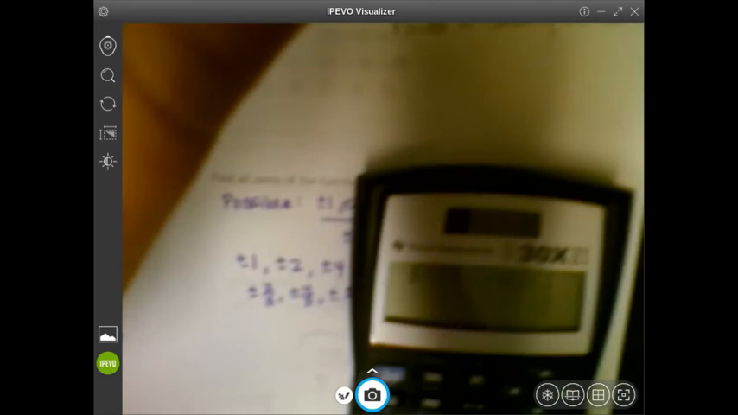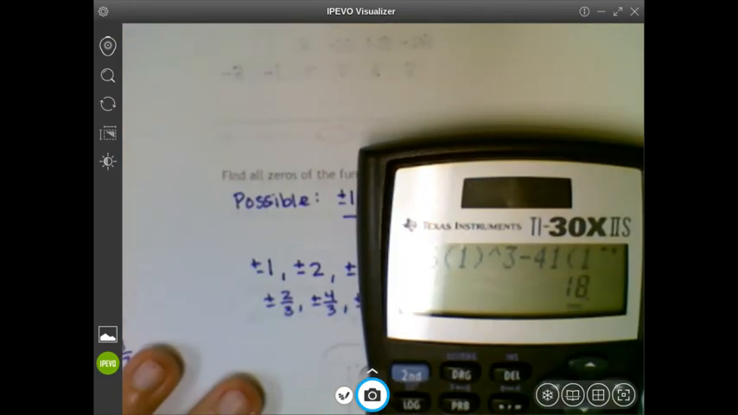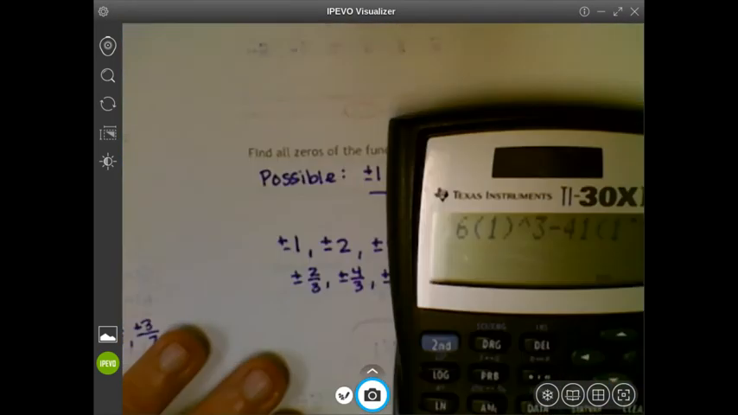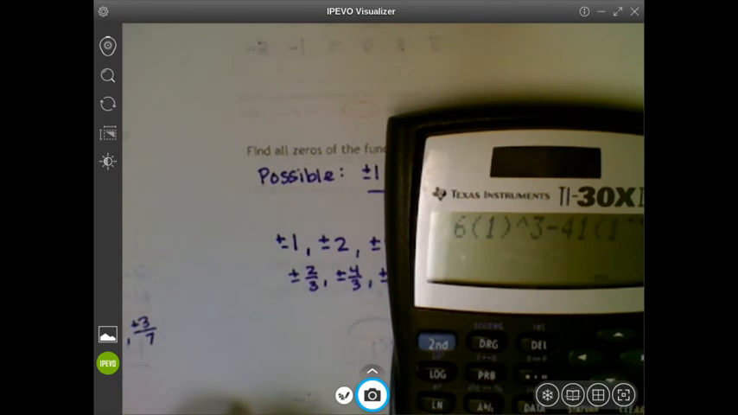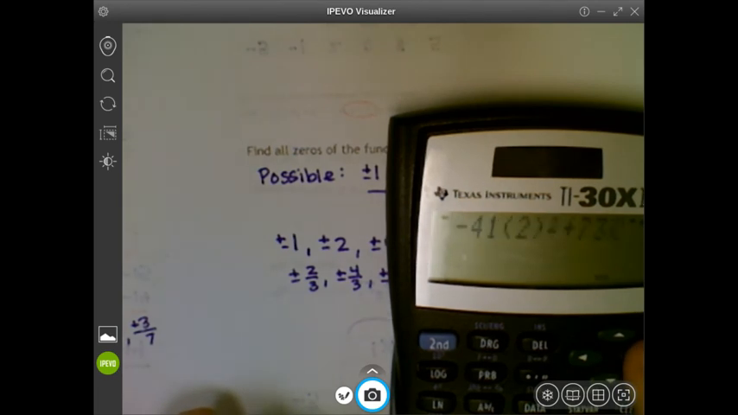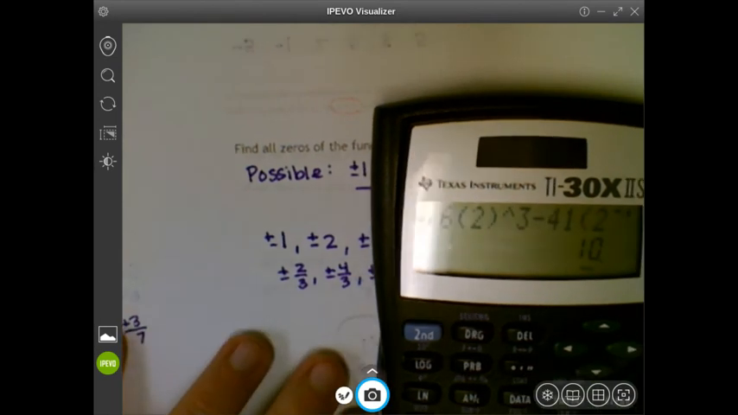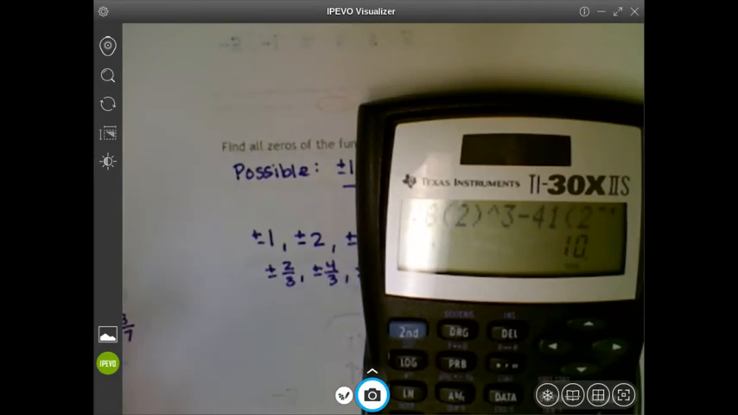You don't have to retype it every single time. You can just hit up and it'll go back over, and you can just change all the ones. And instead of doing -1 right now, I'm just going to move on. So I'm going to do 2, 2, 2, and that was it. Hit enter. When I try 2, I get 10, so it's not a 0. And then you're just going to keep working through your list.